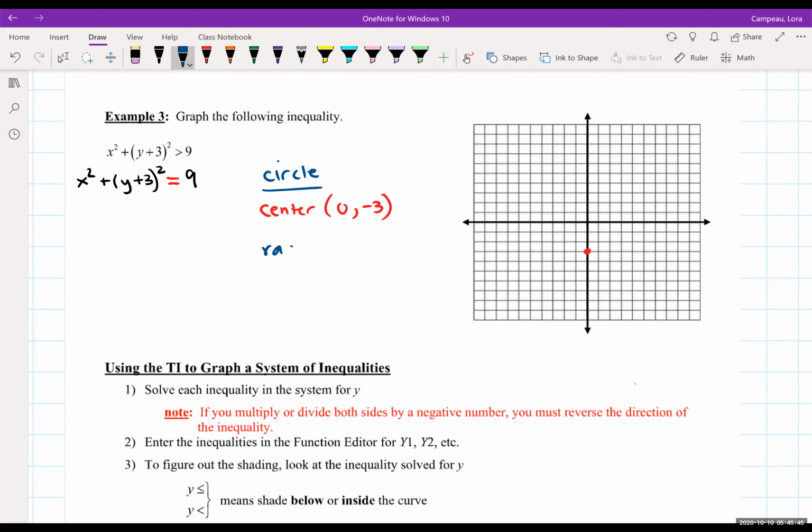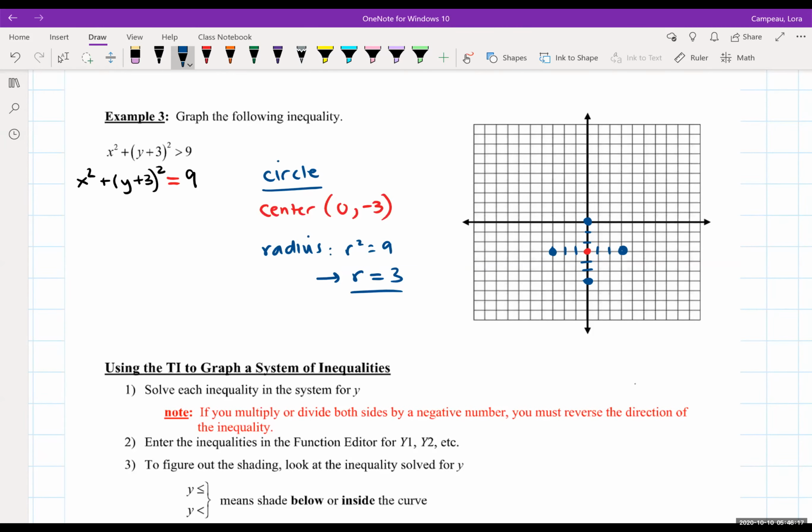The other thing that we're interested in is, what is the radius? So the radius, in our case, r squared equals 9. So that tells us that the radius r equals 3. So that means we're going to count 3 units up, 3 units down, 3 units to the right, and 3 units to the left of the center to find our guide points to draw this circle.